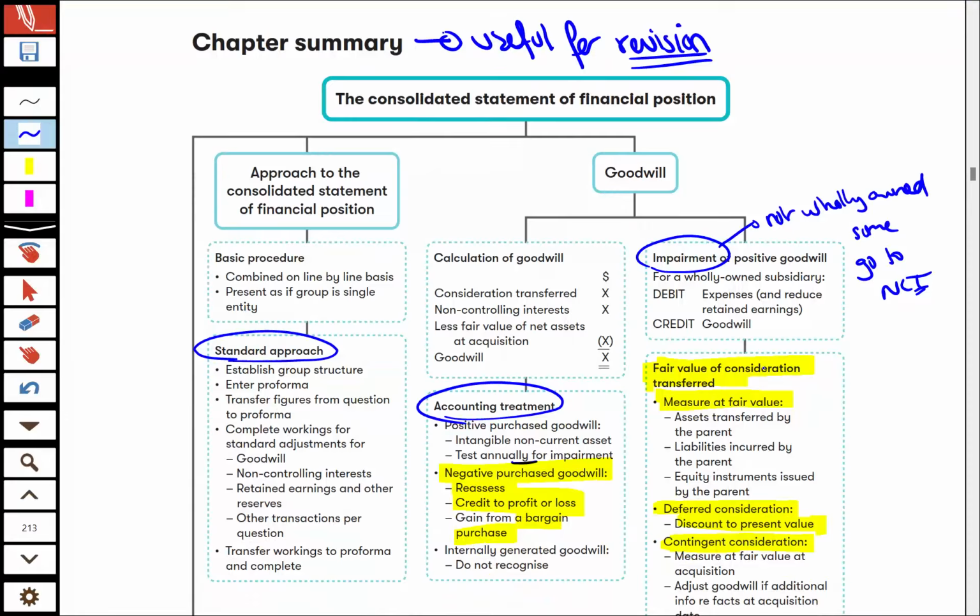And as I say, these summary diagrams are extremely useful once you've completed your tuition phase and you're then looking to revise your chapters and practice questions.